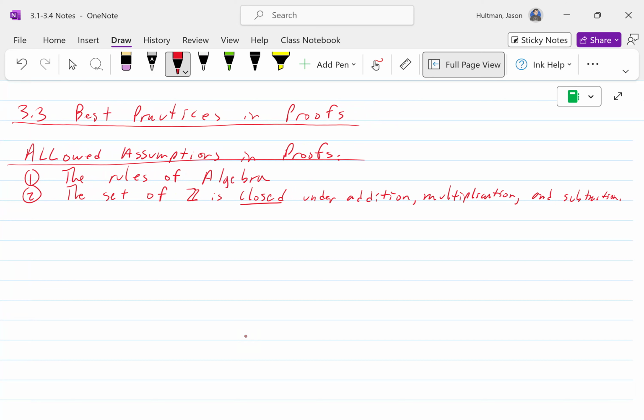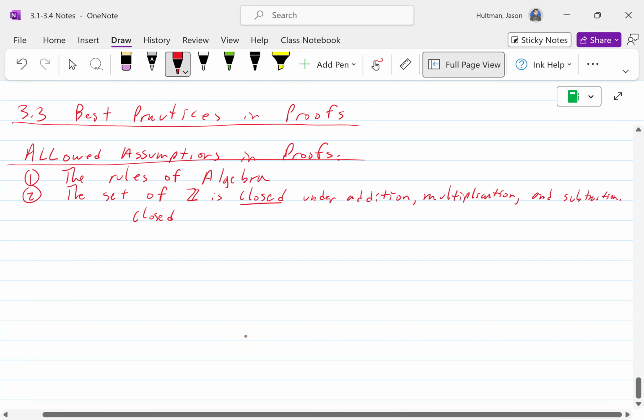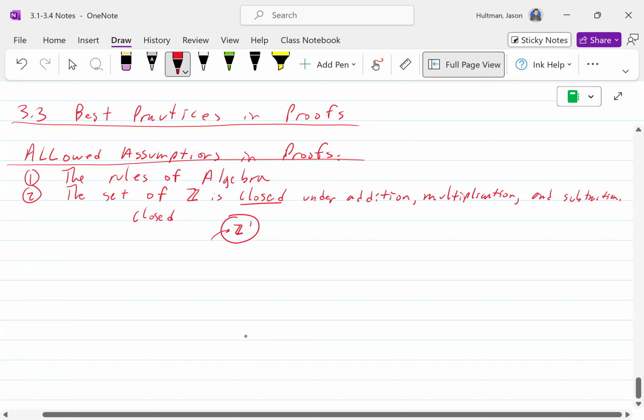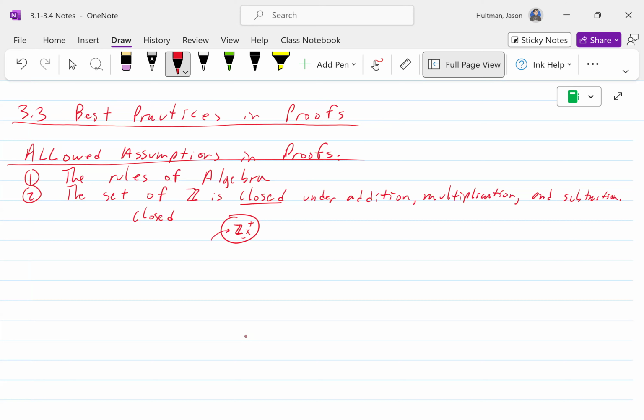Okay, what does it mean to be closed? What it means to be closed is that if you start off in the integers, you end up back in the integers. It means that you have a closed set. You don't have to go outside the set in order to do these operations. Z is closed under addition, multiplication, and subtraction. If I add two integers, I get an integer. If I subtract two integers, I get an integer. And if I multiply two integers, I get an integer.